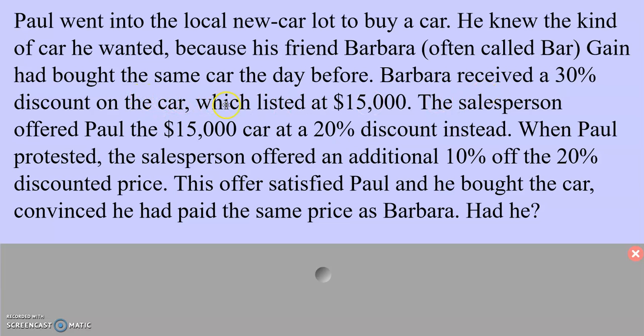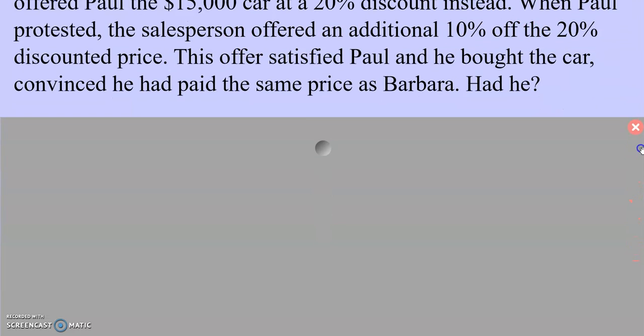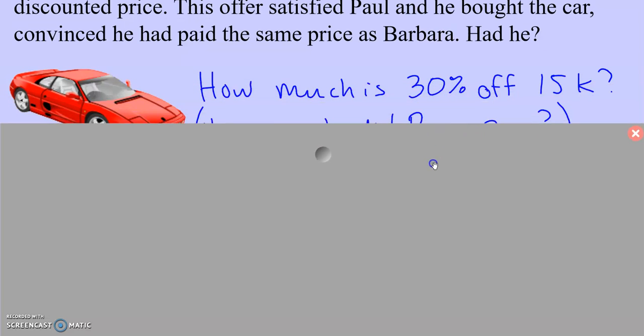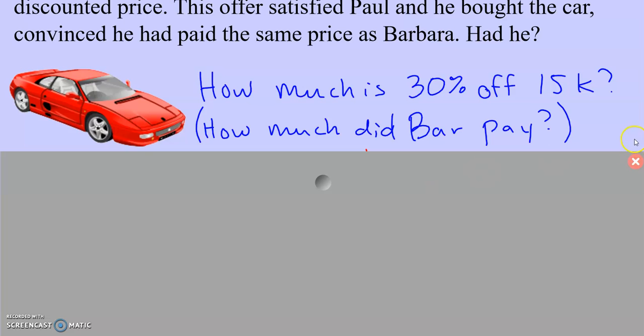Received a 30% discount on a car that was originally listed at $15,000. Paul was offered a 20% discount, but he protested, and the salesperson offered an additional 10% off that 20% discounted price. So had they been offered, or had they paid, the same amount? So here is one question that could come first.